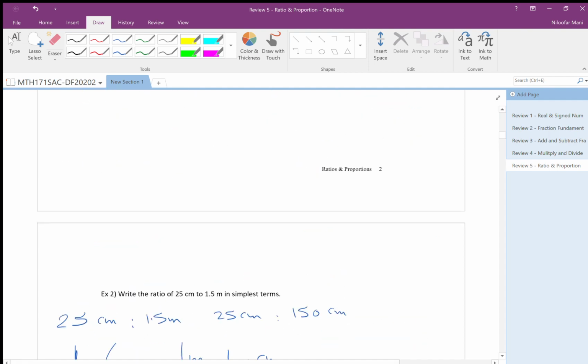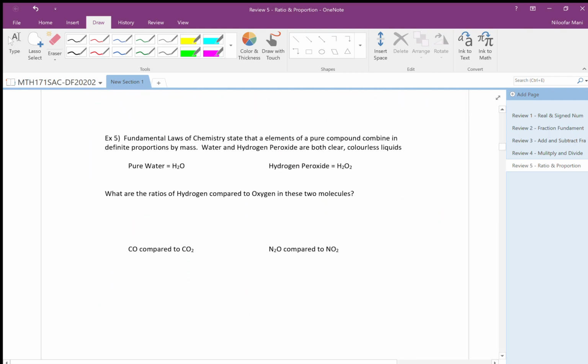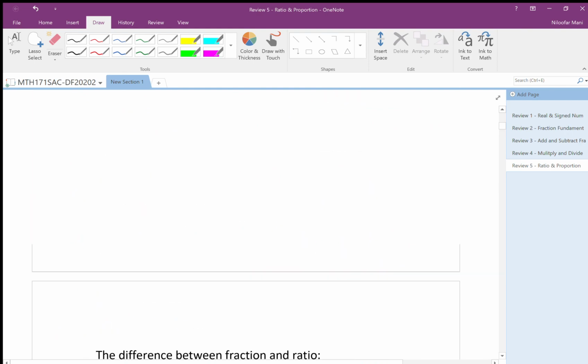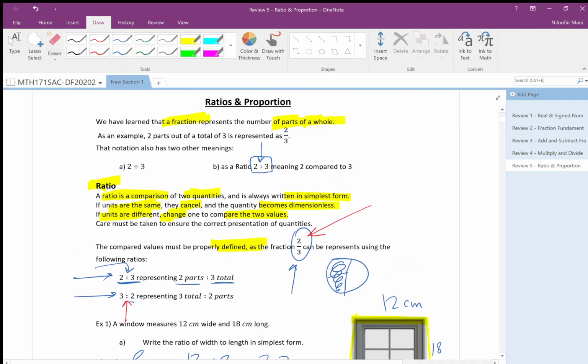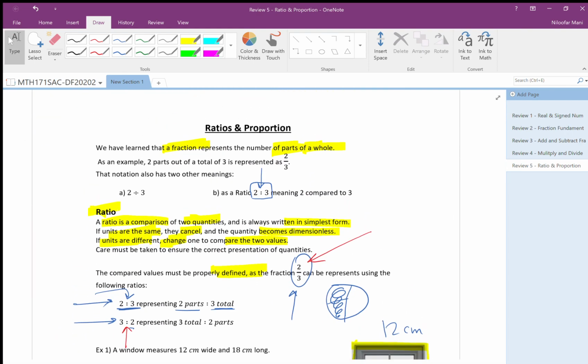So here, if I want to summarize what I said: a fraction has part over total, a ratio has a comparison of two things. I may show a ratio like a fraction, but I have to define what I mean, what to what.